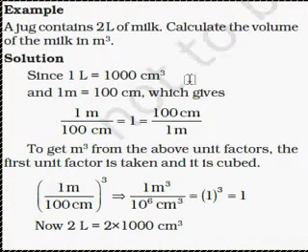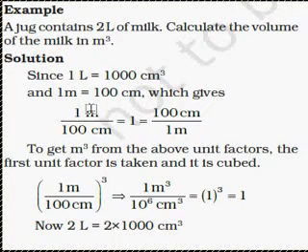Let us take a second example in the unit factor. A jug contains 2 liter of milk. Calculate the volume of the milk in meter cube. So here we have to convert 2 liter into meter cube. So we know 1 liter is equal to 1000 centimeter cube. Now this relation you have to learn. So 2 liters will be 2 into 1000 centimeter cube. This is step number 1.